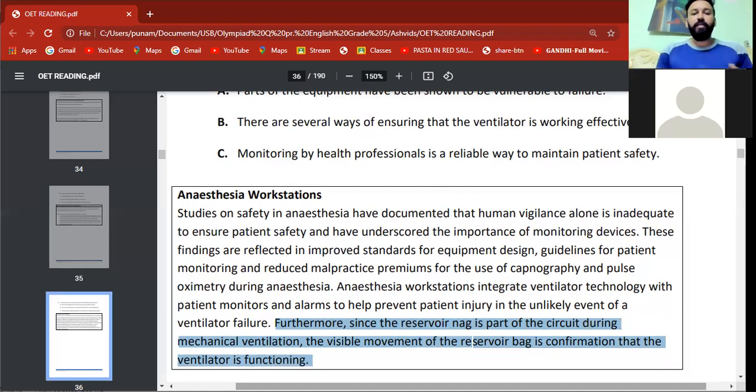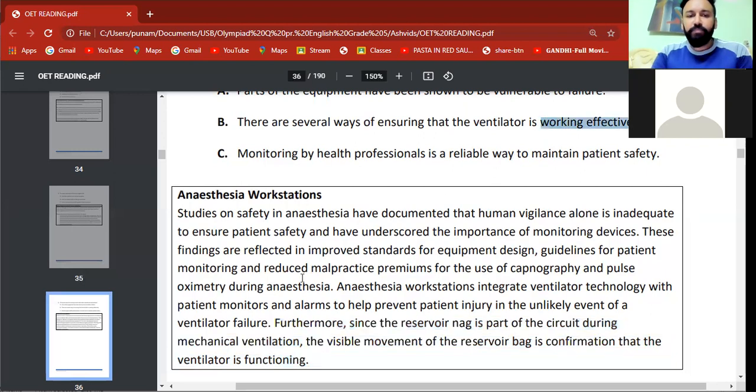Furthermore, apart from that, since the reservoir bag is a part of the circuit during mechanical ventilation, the visible movement of the reservoir bag is confirmation that the ventilator is functioning, means working effectively, right? Yes, sir. Ensuring is a synonym of confirmation. All right, very well.